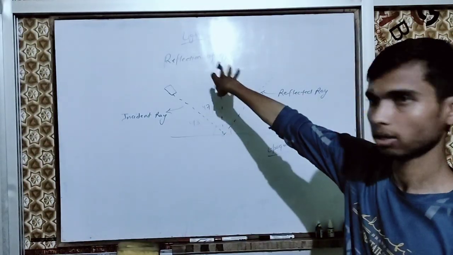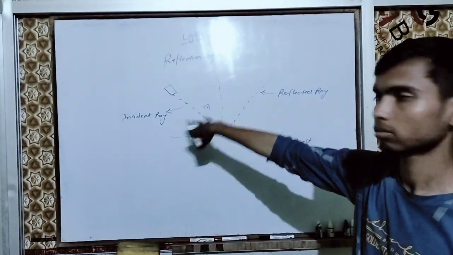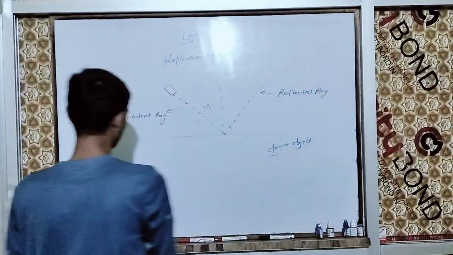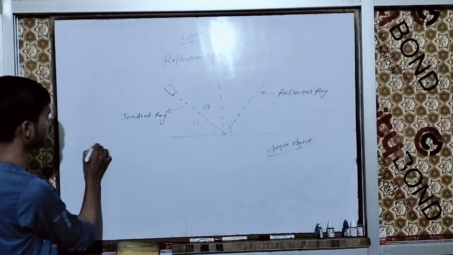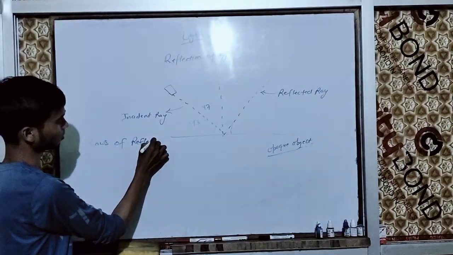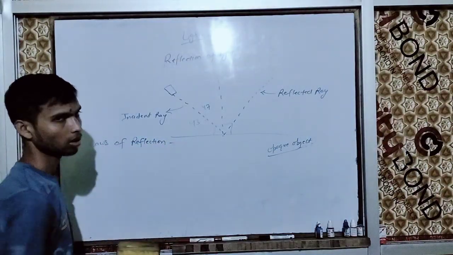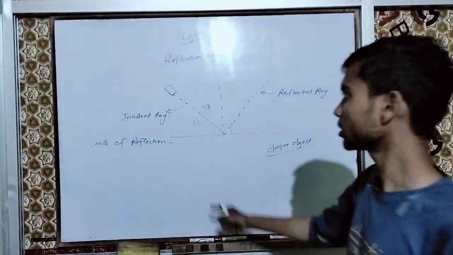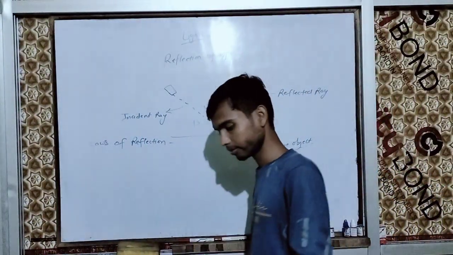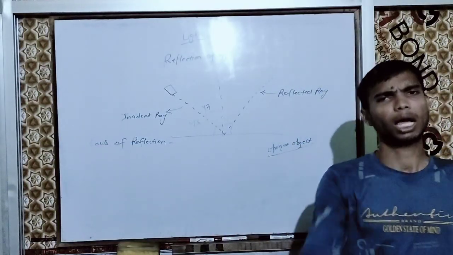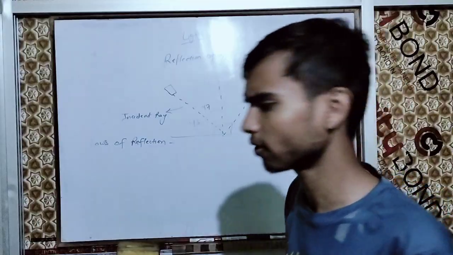This was about reflection of light. We saw what is the reflection of light. Laws of reflection. Two laws of reflection we will see. First is what? Angle of incidence is equal to angle of reflection. This is the first law of reflection.